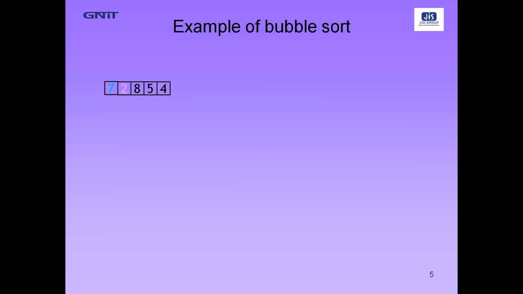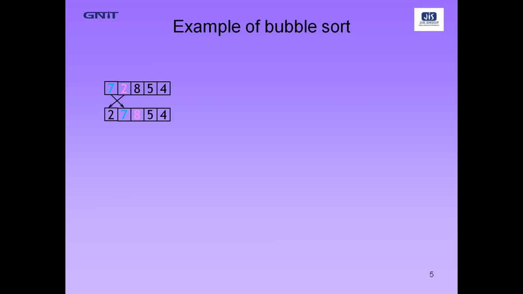Now here, if we want to perform ascending order sorting, and as P1 is greater than P2 in the initial case, we have to perform the swapping operation such that P1 is less than P2. So after swapping the 7 and 2, the items are arranged in this way.